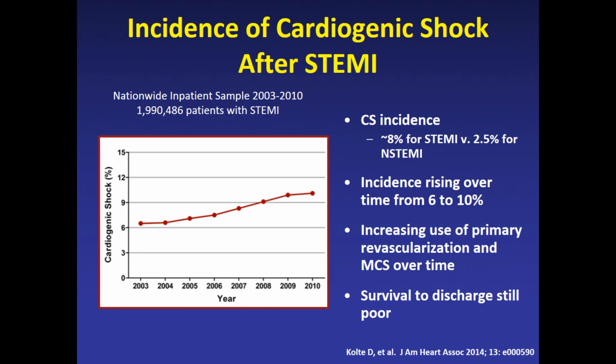And this occurs despite the more aggressive strategies for revascularization. For management purposes, there is an increasing use of primary revascularization and mechanical circulatory support that is observable in this sample over time. But despite the deployment of these modalities, survival to hospital discharge is still poor.